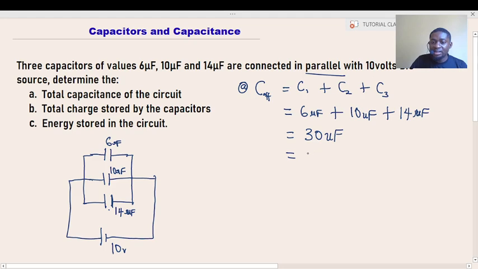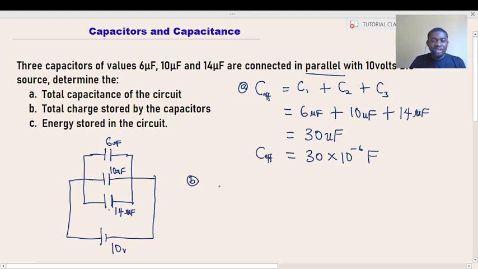Remember, the microfarad can be expressed as 10 raised to power minus 6, so this is 30 times 10 raised to power minus 6 farad. This is the effective capacitance in the circuit. The next question asks for the total charge stored by the capacitors.